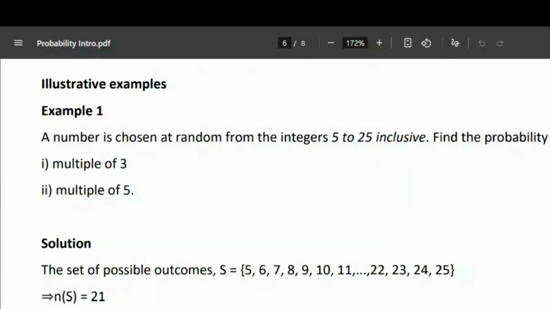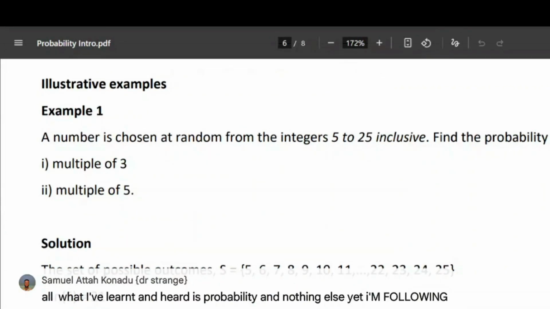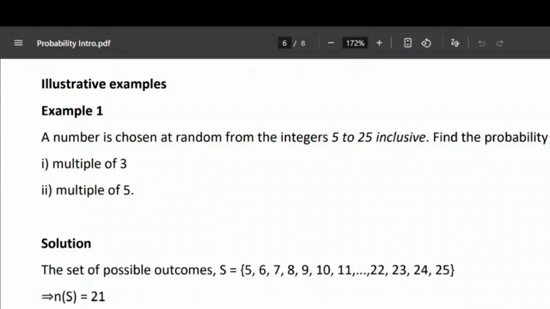A number is chosen at random from integers 5 to 25 inclusive. So in probability, we will tell you whether inclusive or non-inclusive. If they are silent, then it means it's non-inclusive. But if they say it categorically, then it's inclusive. Inclusive means 5 itself is part of the numbers we are talking about, and 25 is also part of the numbers we are talking about.